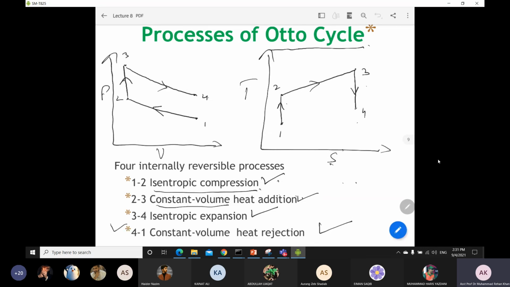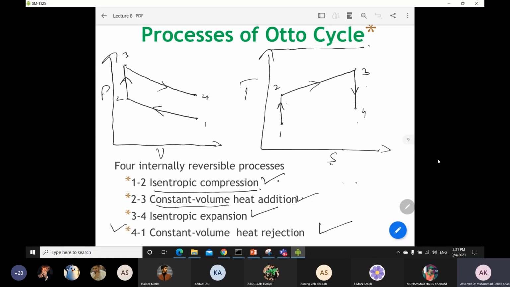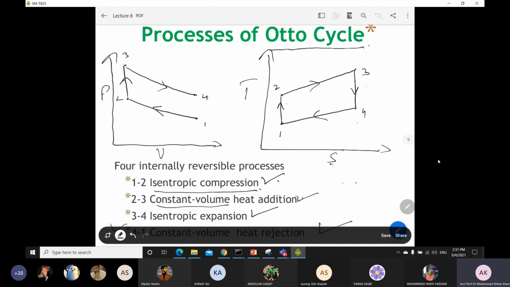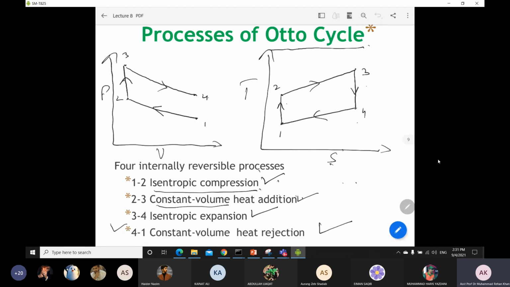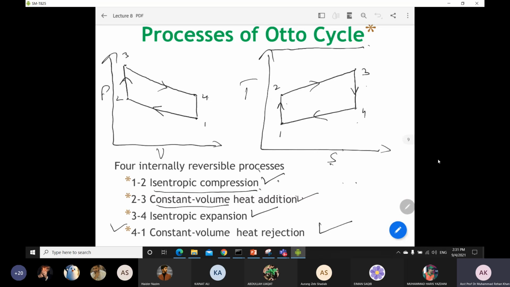Now coming towards your 4 to 1, which is your constant volume heat rejection process. If it is a heat rejection process, it means that your temperature at point number 4 will be less than this one. So you can just join over this one like this. So this is your 4 to 1, and it is a constant volume heat rejection. So your pressure will decrease and your volume will be constant. So this is your 4 to 1.